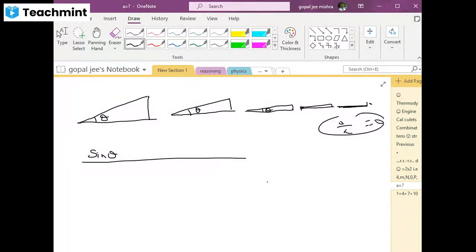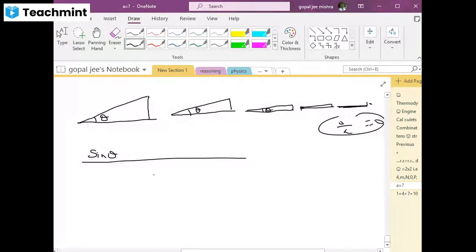Hypotenuse has become equal to the length of the base. It means base upon base will be cancelled and we are getting 1. The cos 0 value is 1. Are you getting that? Okay, beta, let us understand.